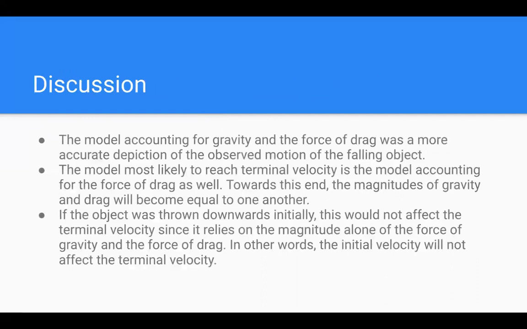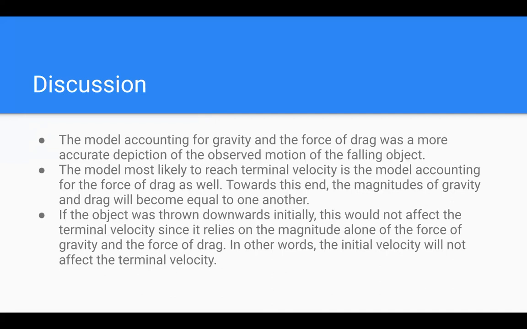So for our discussion, we can say that the model accounting for gravity and the force of drag was a much more accurate depiction of the observed motion of the falling object. And we can talk about the what-if questions mentioned for the assignment.